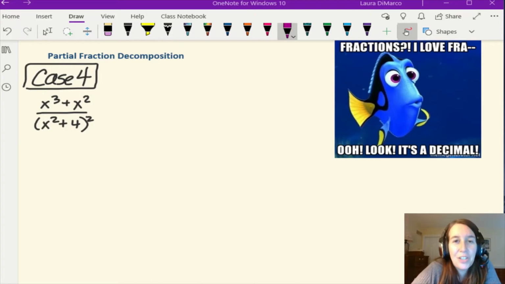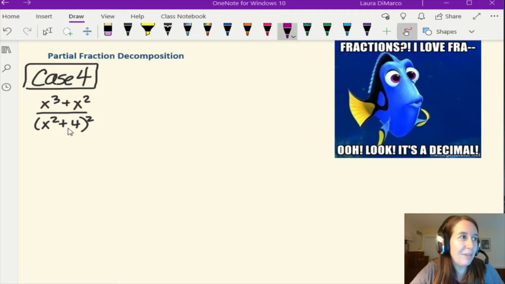Okay, let's finish this topic off with case 4. Just one more problem, one more type of partial fraction decomposition to look at. And let's see the pattern. So here's our problem, x cubed plus x squared over (x squared plus 4) squared. Okay, so our non-reducible quadratic is now repeated.